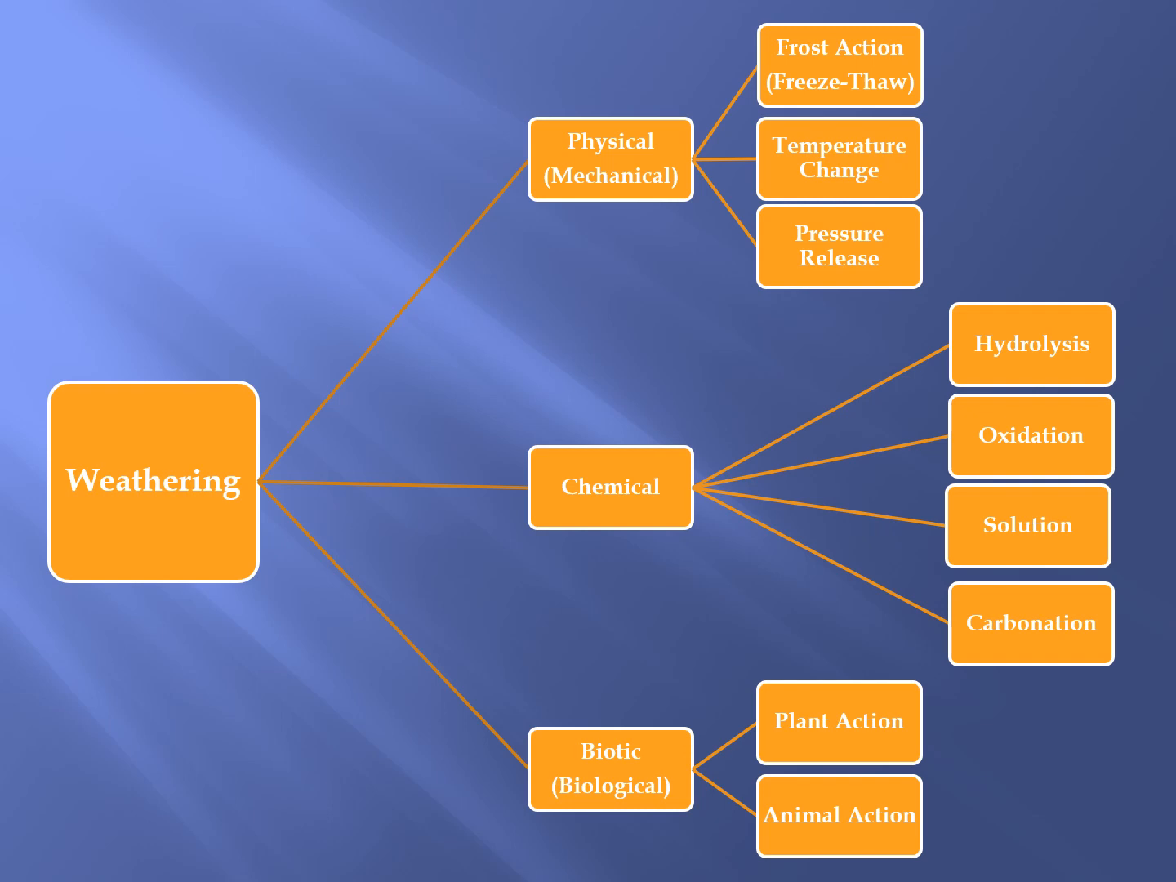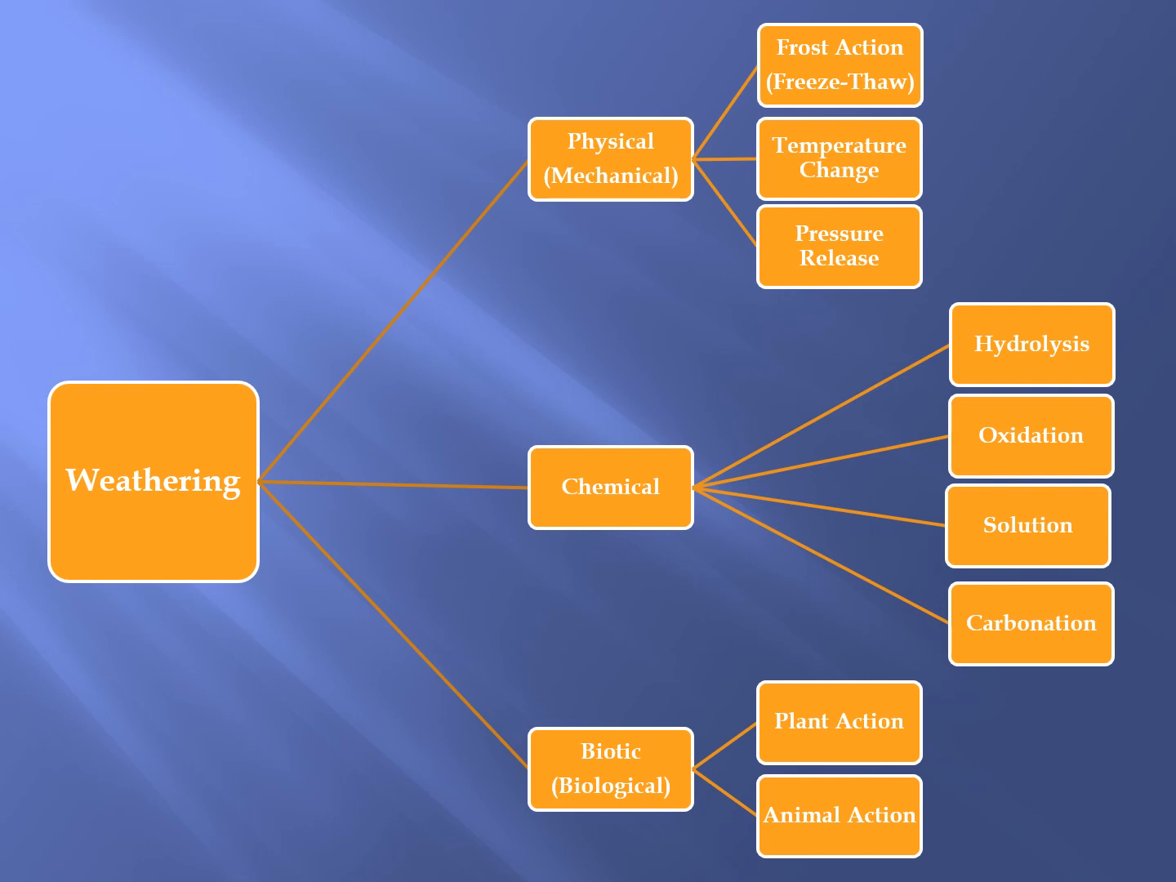The second type of weathering is chemical weathering. Yes, we're going to do a bit of chemistry today as well. Basic, nothing too elaborate for you to manage. And in chemical weathering, we have four processes that we're going to focus on: hydrolysis, oxidation, solution, and carbonation.